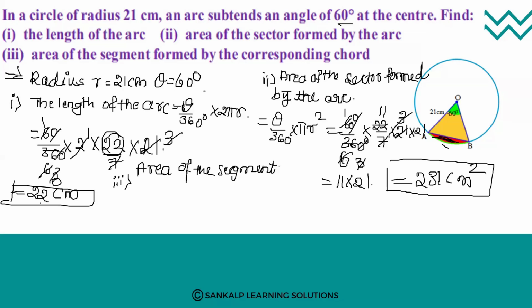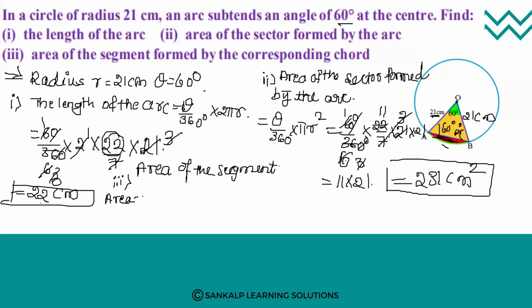OAB. See, this OA is 21 centimeter. That means OB is also 21 centimeter, because OA is equal to OB. So these two are 21 centimeter and one angle is 60 degree. So this is also 60 degree and this is also 60 degree. So three angles and three sides are the same, then it is called an equilateral triangle, right? So if it is an equilateral triangle, then we need to find out the area of the equilateral triangle AOB.